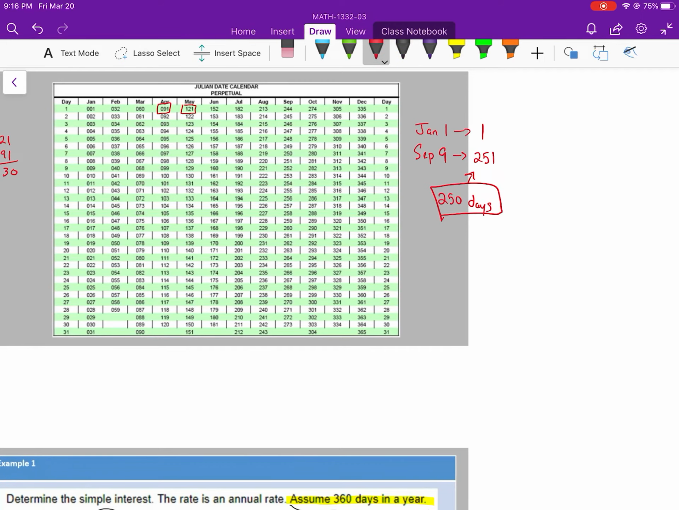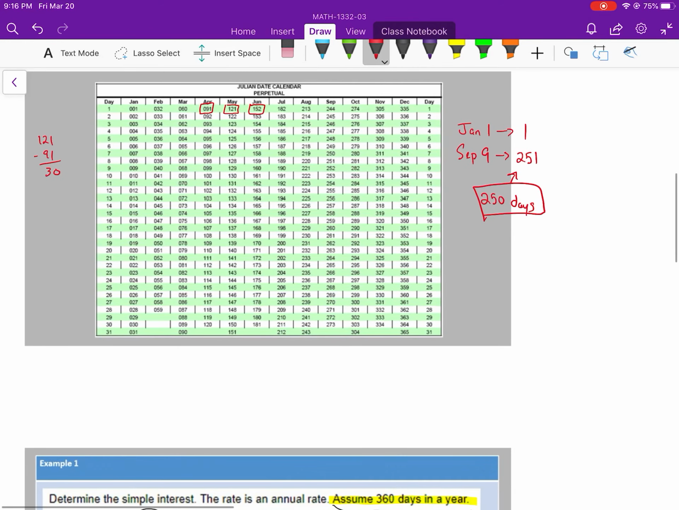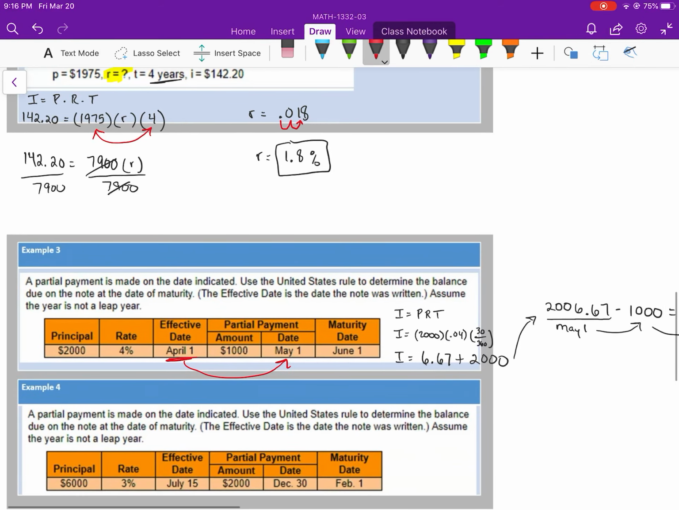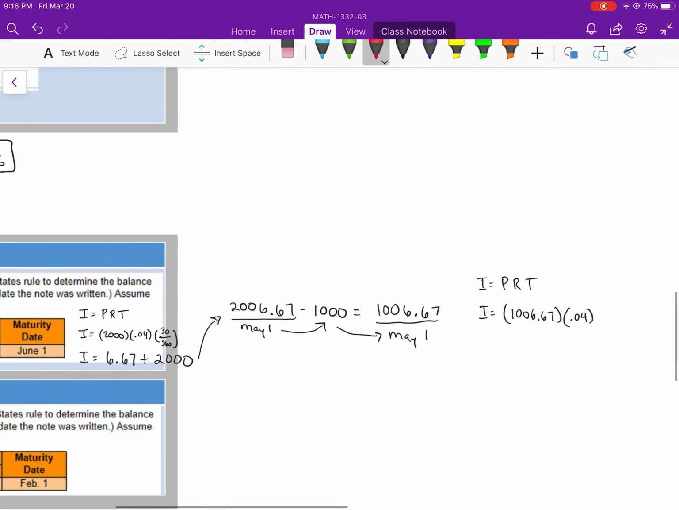So we need to go back up here, May 1st to June 1st. Scroll over here, May 1st we already have highlighted. Let's go over here to June 1st, which is 152. So when you do 152 minus 121, we get 31 days. So my time is going to be 31 over 360.